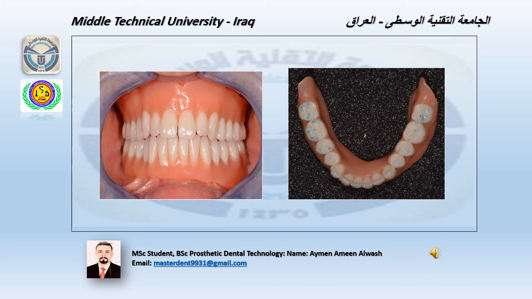After finishing and polishing, send the complete denture to the clinic. The dentist checks the complete denture inside the patient's mouth, and if we require any adjustment, we will use the articulator paper to correct the occlusal surface of the artificial teeth according to the case.